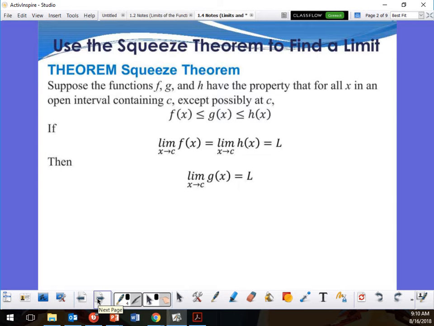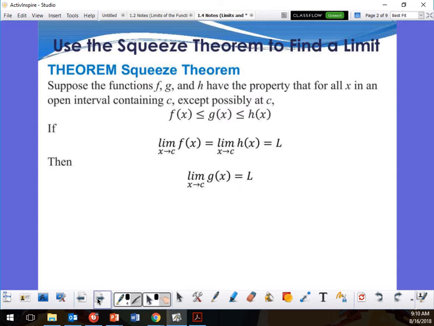Basically, suppose the functions f, g, and h have properties that follow: for all x in an open interval containing c, except possibly at c. So we're basically trying to say, find the limit of f(x) equal to the limit of h, which is the left side and the right side, at c. We're going to get the limit of g.